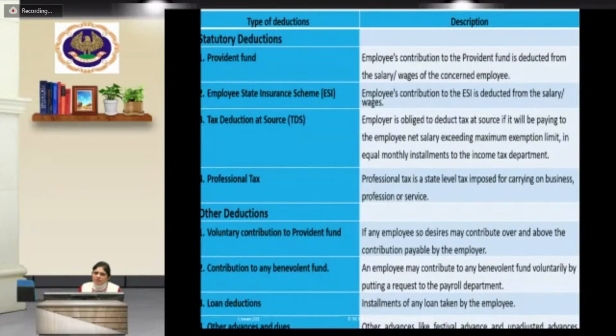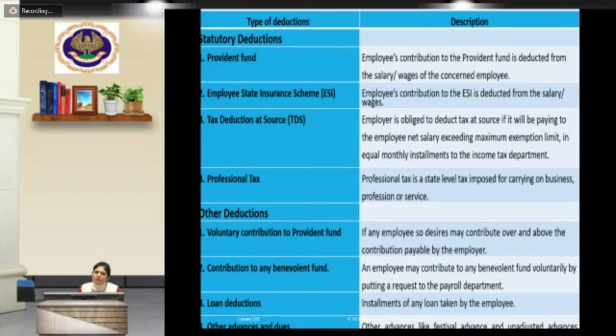Then tax deduction at source. That means tax is deducted at source and then the net salary is paid to the employee. So the employer deducts the tax at source only. Professional tax applies to some professionals, like lawyers, doctors or even chartered accountants. The professional tax is a state tax, and it is deducted in some cases from the salary of an employee. So these are the major deductions: PF and ESI mostly in every organization, and TDS has to be deducted, and the net salary is paid to the employee.